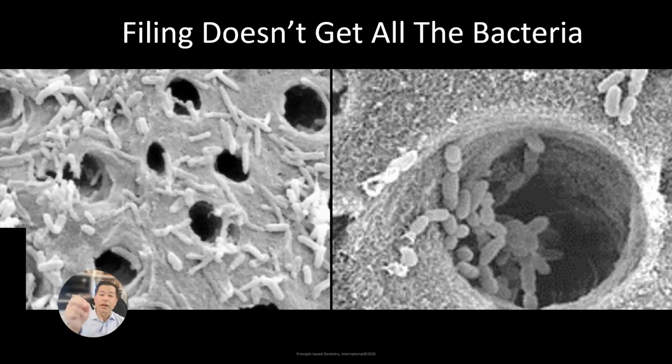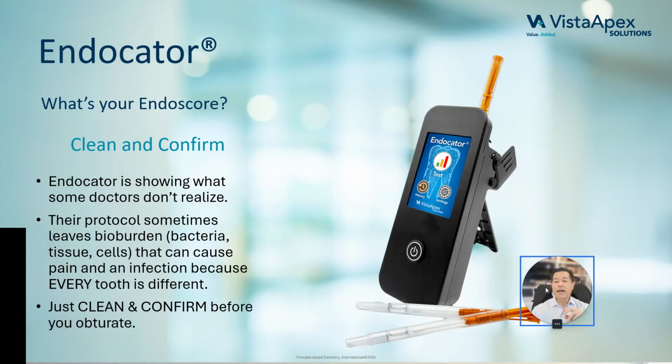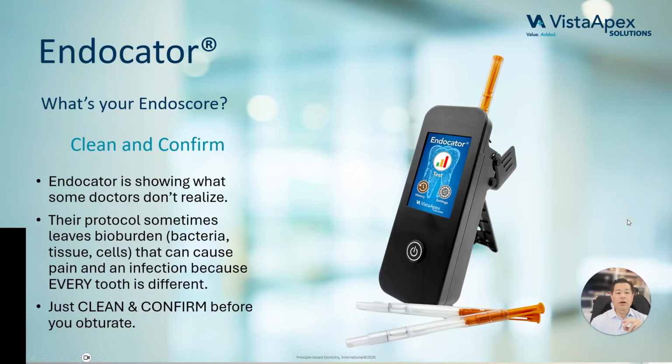And if we do our indicator test, we're going to have ATP and we're going to be able to measure that and know that we're leaving bioburden behind. So I think that's one of the most important things: we can't see this bacteria. We can't take a microscope down into canals and see down there. So the indicator gives us the EndoScore. And the thinking behind this is we do our protocol and the indicator is going to show us, do we have those canals cleaned? We're going to clean and then we're going to confirm. And we're going to clean and confirm before we obturate.